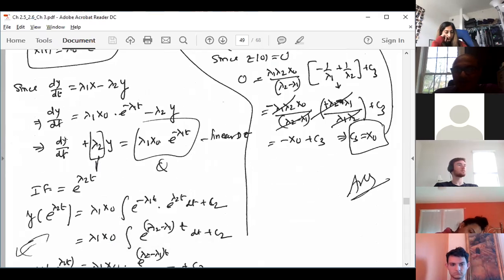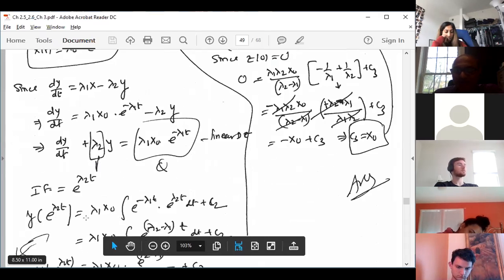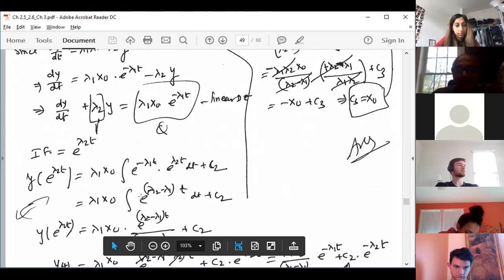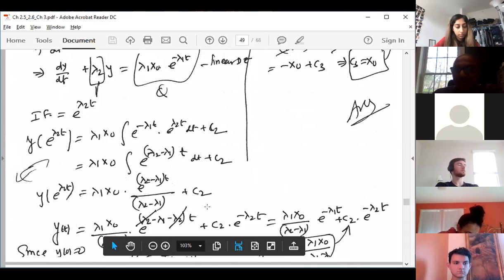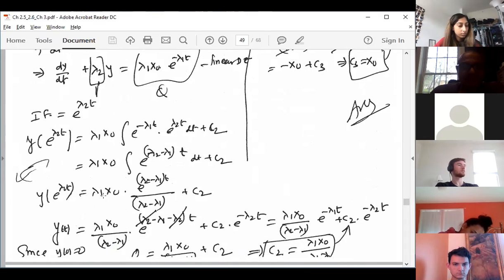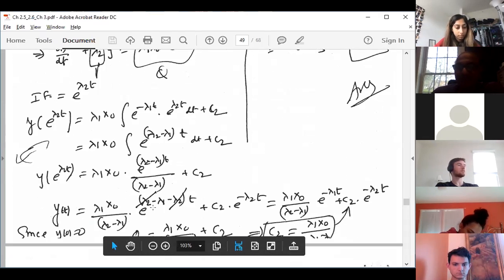Solution is dependent variable y. Look at the cursor. Dependent variable y multiplied by integrating factor equal to right hand side integration of Q: lambda 1 x0 constant, pull it out, e to the power negative lambda 1t, and integrating factor e to the power lambda 2t dt plus c2. So lambda 1 x0 integral of e to the power lambda 2 minus lambda 1 t dt plus c2. So y e to the power lambda 2t equal to lambda 1 x0 into e to the power lambda 2 minus lambda 1 t divided by lambda 2 minus lambda 1, plus c2.